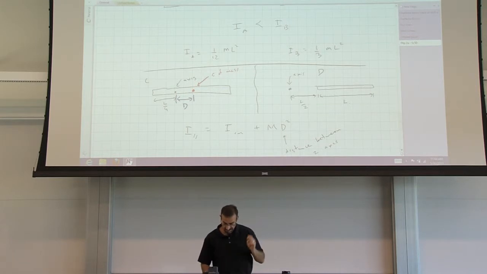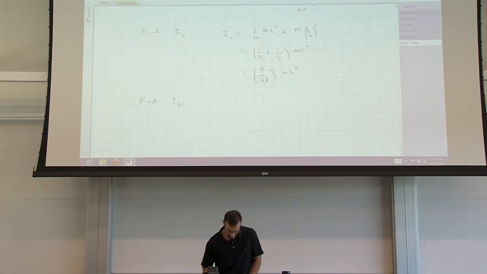And what's D? L. There's the center of mass. So that distance is capital D. And what do we get? 1/12 plus 1 is 13/12.